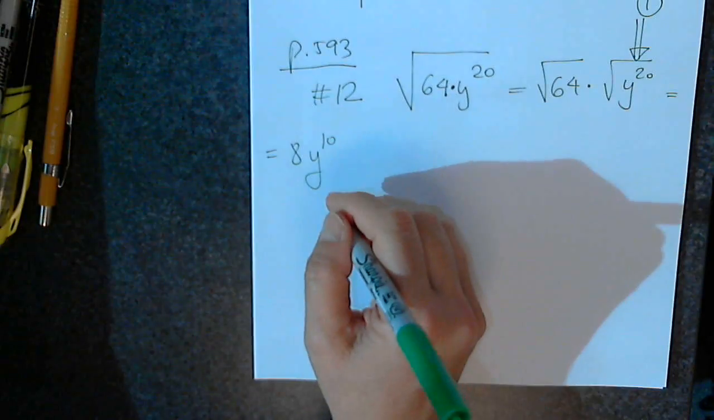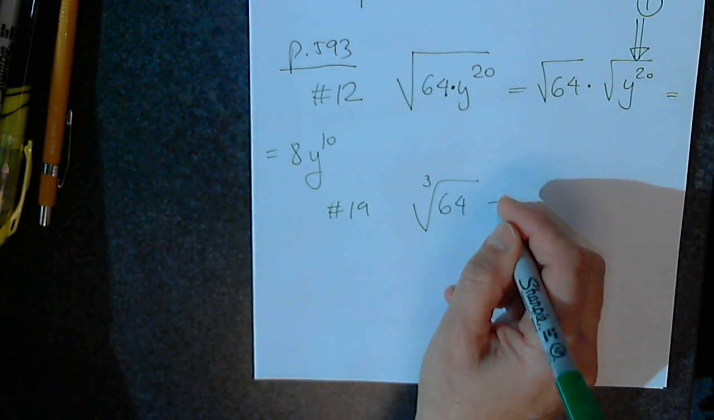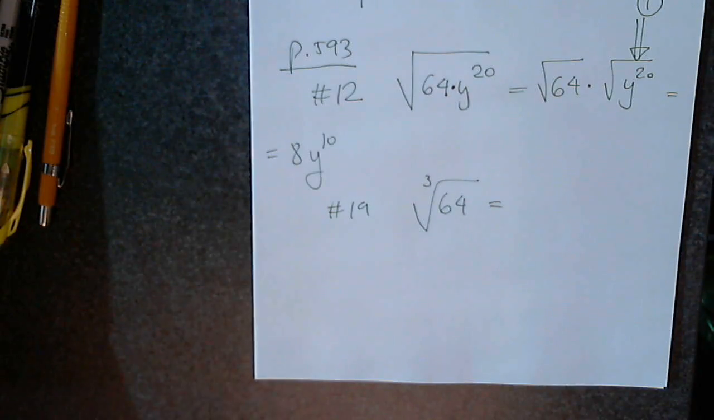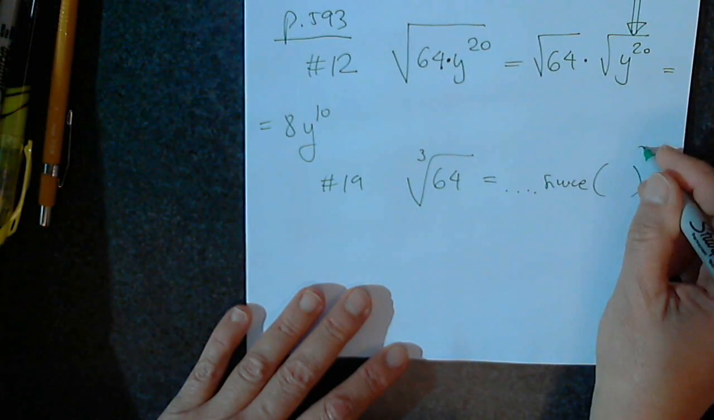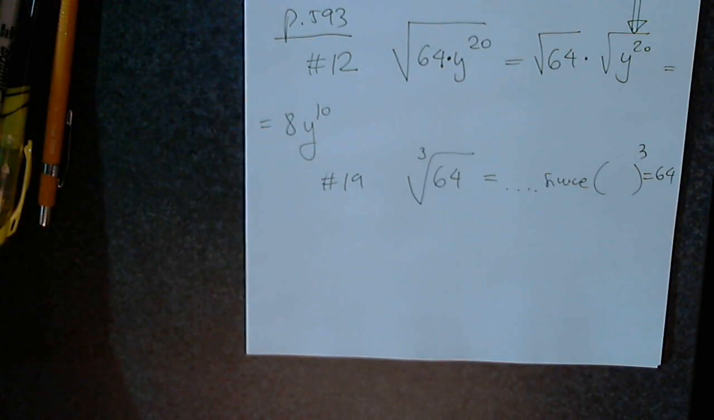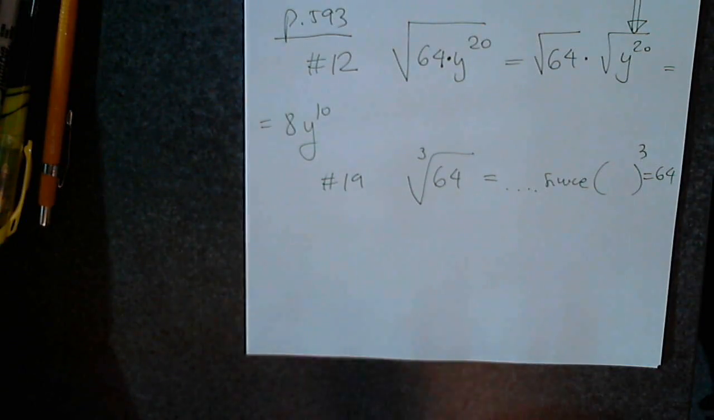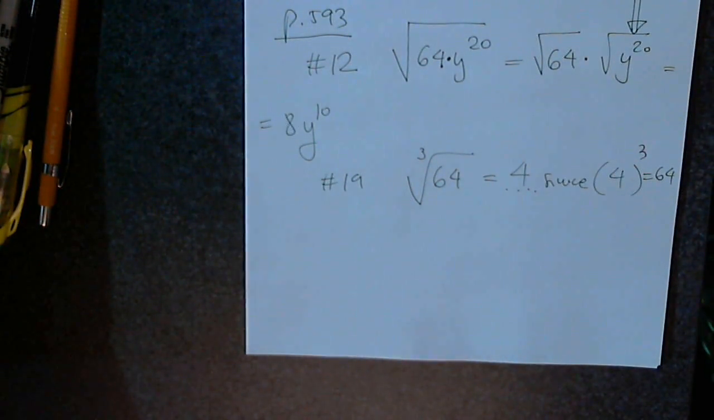Number 19. The cube root of 64 is, since, bless you, which number I raised to the 3rd power to get 64? 4. Because 4 to the 3rd is 64.